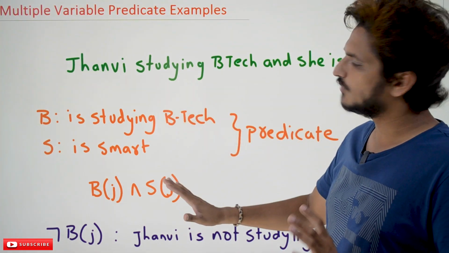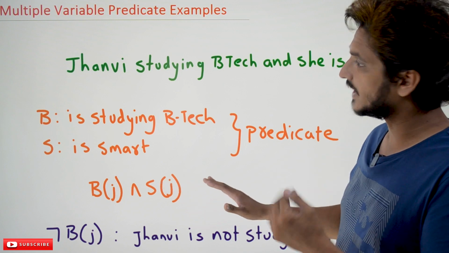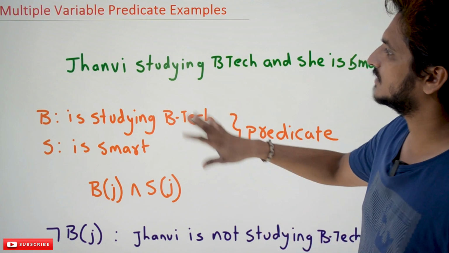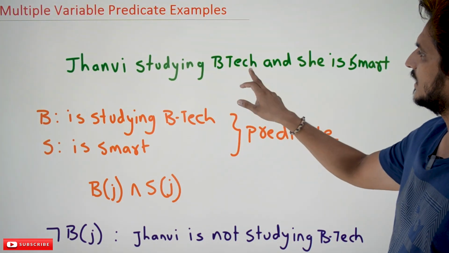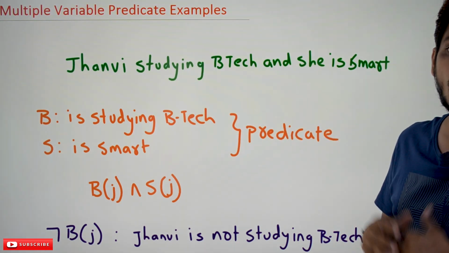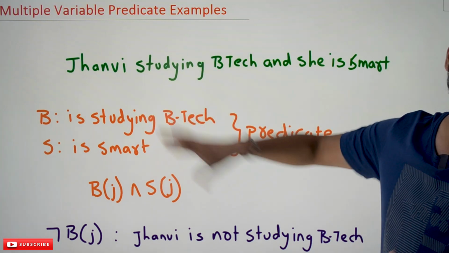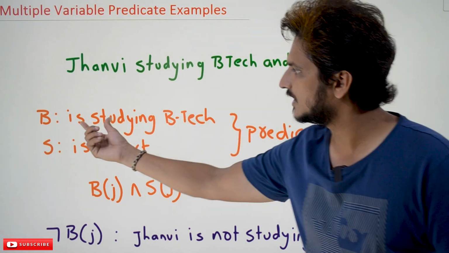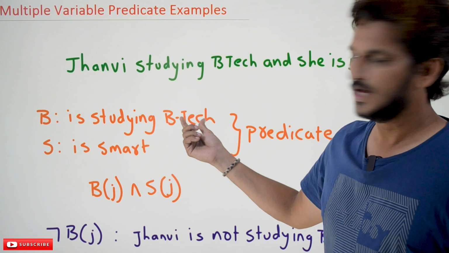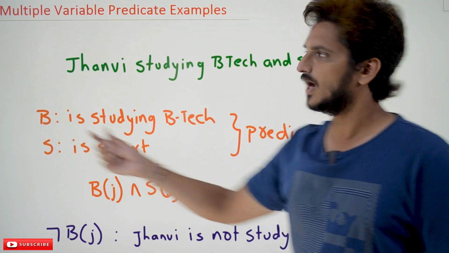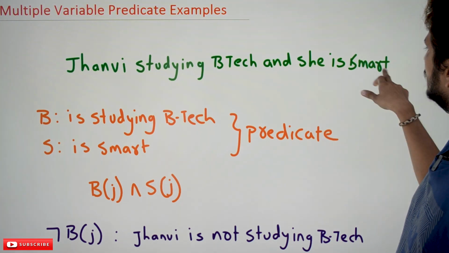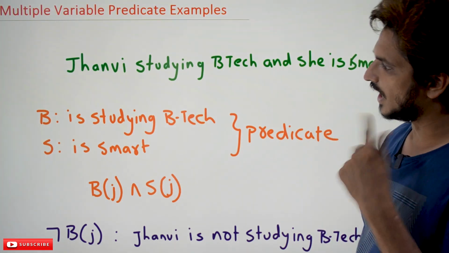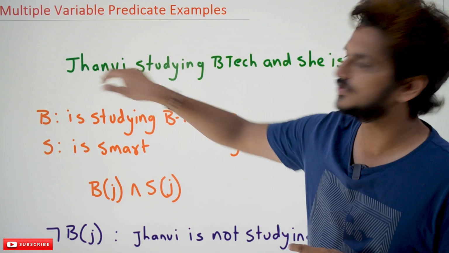Before we go into multiple variables, let's try to understand examples on a single variable. The basics needed to understand these examples were discussed previously. Suppose we take the statement: Jhanvi is studying BTech and she is smart. How are we going to write this statement in the form of predicate logic? Here we have "is studying BTech". This is one predicate, and its predicate name is given as B. And one more predicate we are taking is "is smart", taken as S. So we have two predicates here, B and S, and the subject here is Jhanvi.